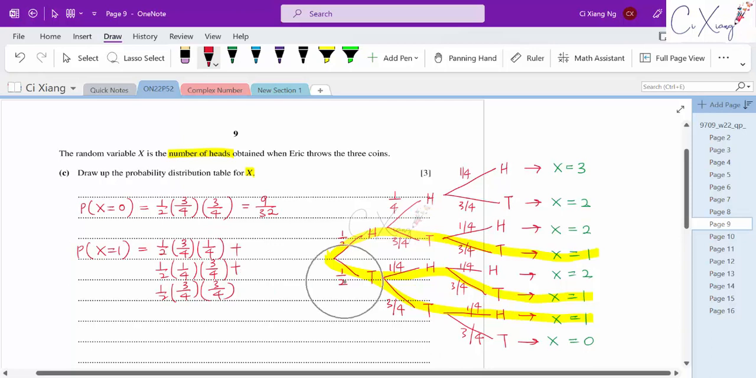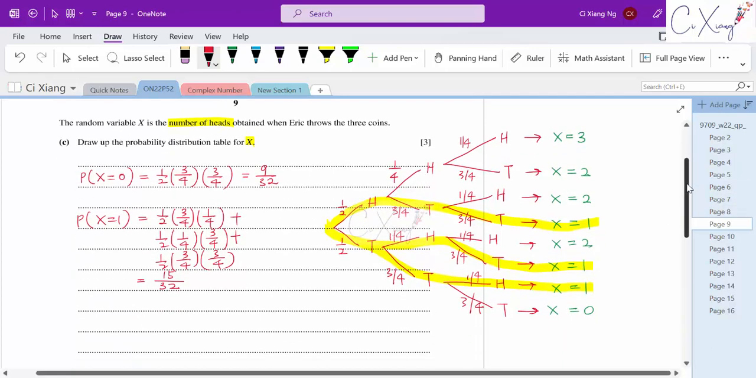Okay, so if you want to check, so half, 3 over 4, 1 over 4. Okay, then half, 1 over 4, 3 over 4. Then half, 3 over 4, 3 over 4. Okay, then if I simplify the answer for x equals to 1, then I will have 15 over 32.